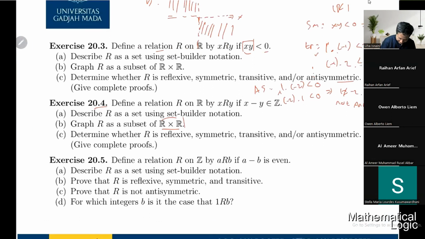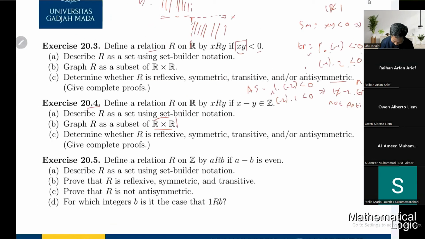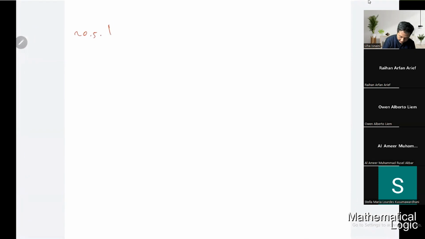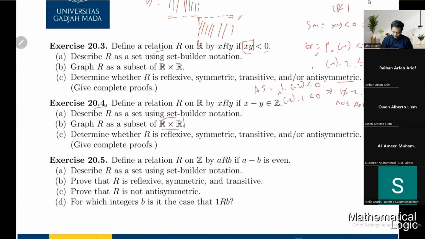We define a relation R on Z, a is related to b if a minus b is even. So our R, what is it? (x, y) in Z cross Z, where x minus y is equal to 2 times something, and something is an integer. So that's the meaning of even.